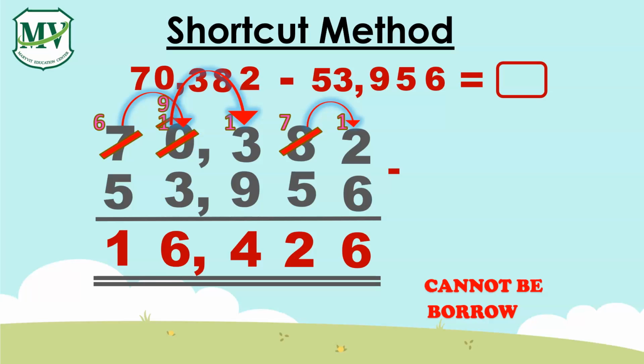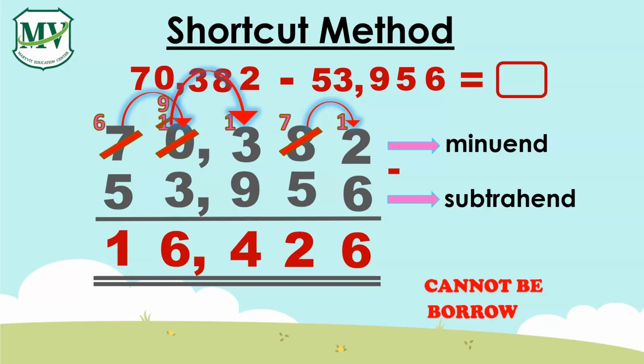In here, 70,382 is the minuend. 53,956 is the subtrahend. And 16,426 is the difference.